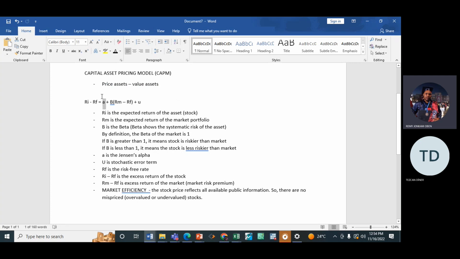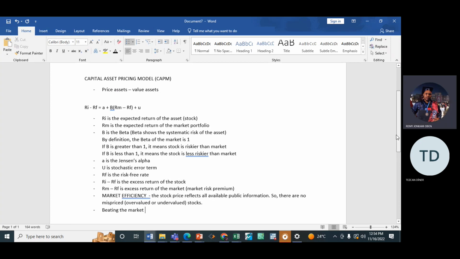Do you understand? So this Jensen's alpha tells us the possibility of beating the market. If this A is positive, it means this stock has beaten the market. It has given a return which is higher than what it was supposed to be. But if this A is 0, it means the stock is fairly priced. There is no undervalued stock, no overvalued stock, and the market is efficient. Right? Is everything understood? Okay.